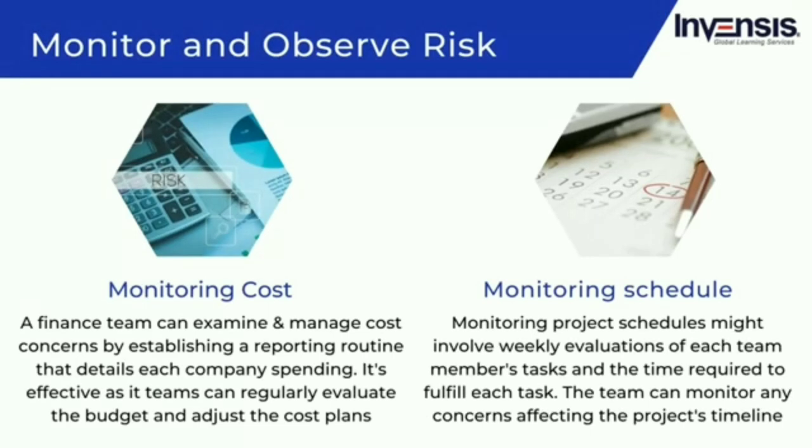First is monitoring costs. A finance team or budget committee can examine and manage cost concerns by establishing a reporting routine that details each company's spending. This technique is effective because it enables teams to evaluate the budget and adjust any cost plans appropriately on a regular basis. Second is monitoring schedule. Monitoring project schedules might involve weekly evaluations of each team member's tasks and the time required to fulfill each task. The team can then review and monitor any concerns that might affect the project's timeline. Software, such as calendars and project management applications, can aid in the monitoring and evaluation of time management and project scheduling.